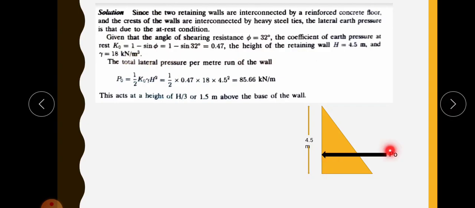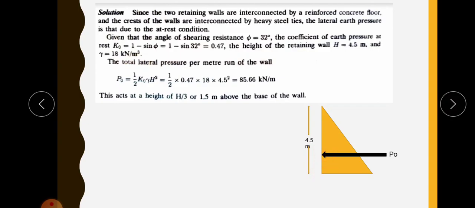Okay, so in order to calculate P naught, we have to find this area. That is half into k naught into gamma into h square. Half into k naught, which we have calculated as 1 minus sine 32, that is 0.47, into the unit weight of soil which is filled in between the two walls, given as 18, into the height of the wall, 4.5, squared. So by direct substitution it is 85.66. And this acts at a height of h by 3 from the bottom, that is 1.5 meter above the base of the wall. This height is 1.5 meter.